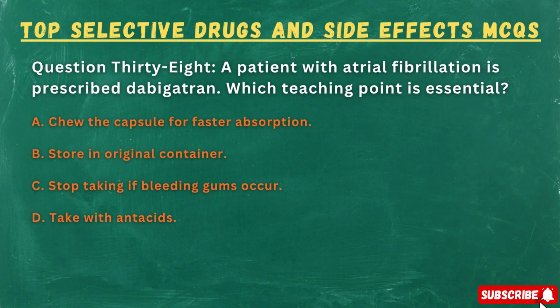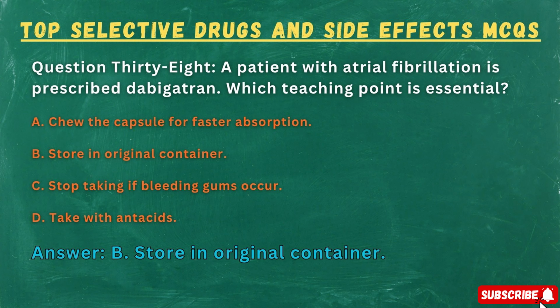Question 38. A patient with atrial fibrillation is prescribed dabigatran. Which teaching point is essential? A. Chew the capsule for faster absorption. B. Store in original container. C. Stop taking if bleeding gums occur. D. Take with antacids. Answer: B. Store in original container.